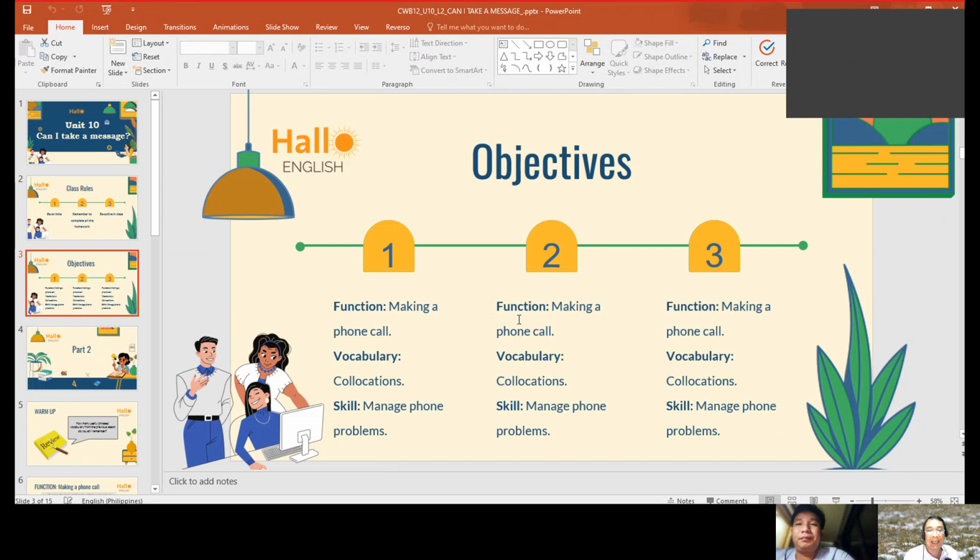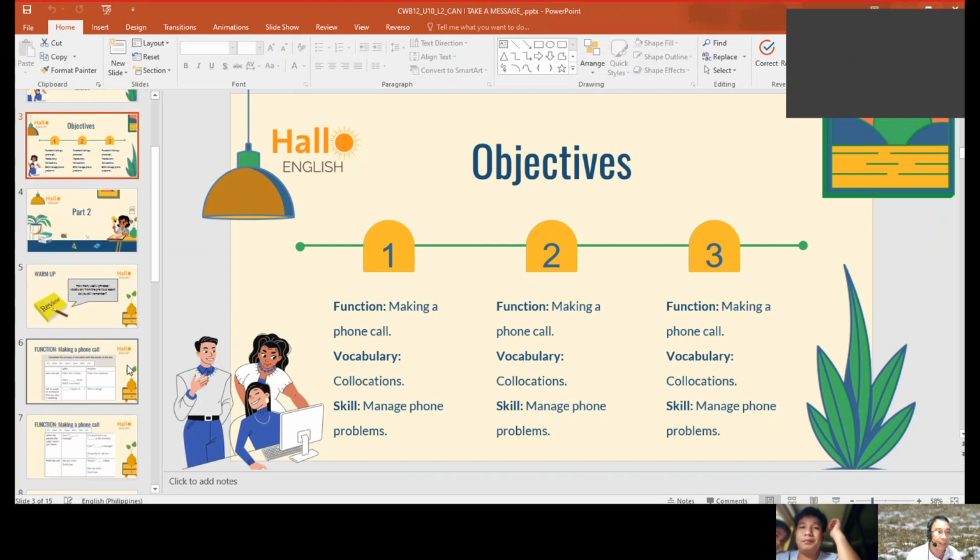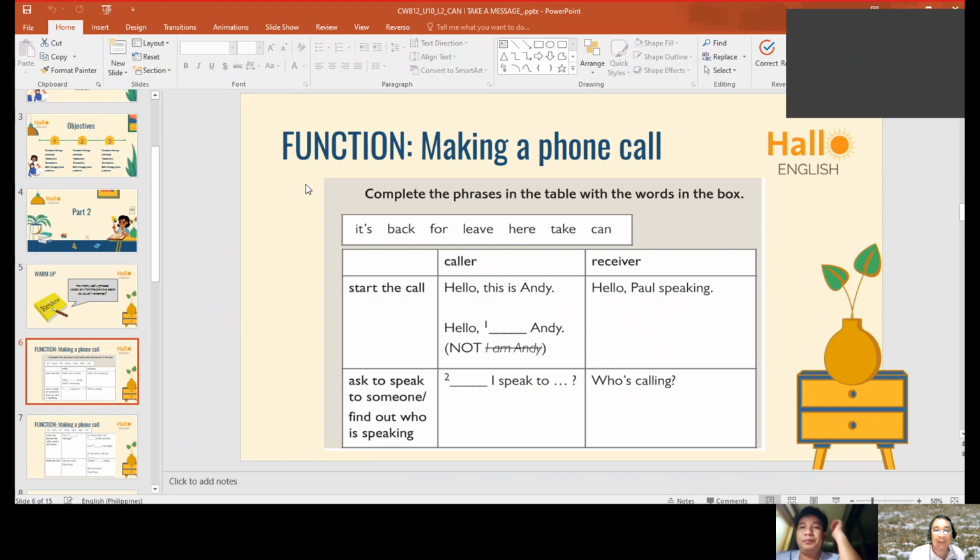Okay, so at this point in time, we are going to do lesson number 2. Okay, can I take a message again? The objectives of lesson number 2 are making a phone call again, another set of collocations, and the continuation on how we are going to manage phone problems. So it's all the same as lesson number 1, but this one is the continuation of lesson number 1. So we have here the function, making a phone call. Let's try to complete the phrases in the table: it's, back, for, live, here, take, and can.